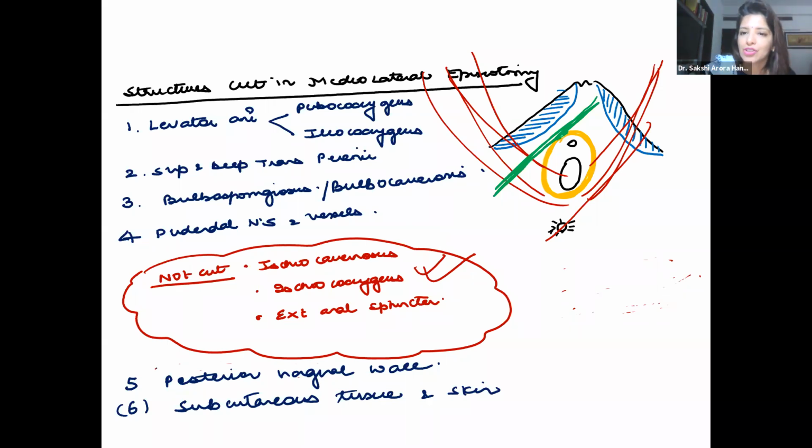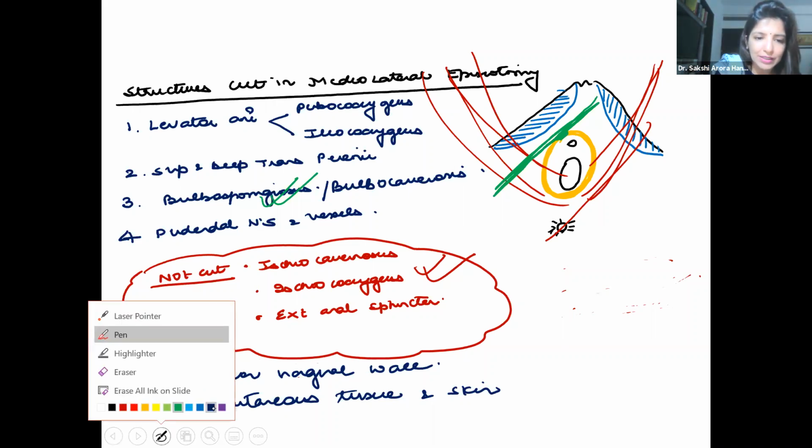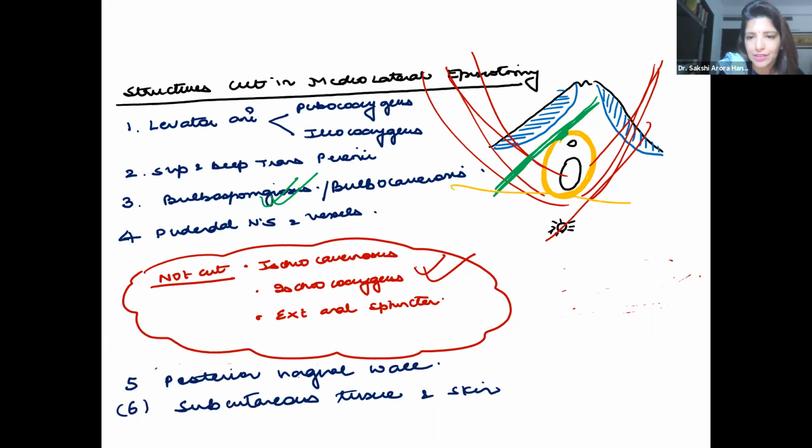You are going to cut this yellow muscle over here. This yellow muscle over here is pubococcygeus muscle. The next muscle which you are cutting is the bulbospongiosus muscle, which is also called the bulbocavernosus muscle, right? Then the third muscle which you are cutting is this muscle which lies over here like this. There is a muscle which lies like this. These muscles are the superficial and the deep transverse perineal muscle.